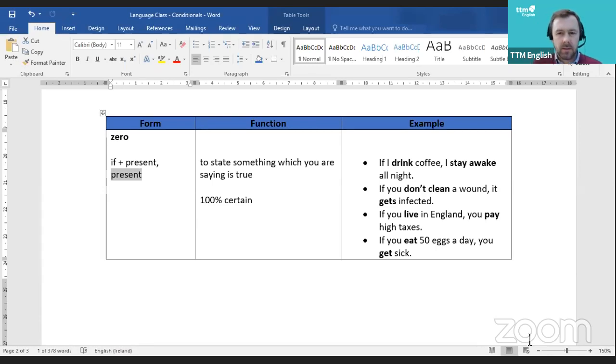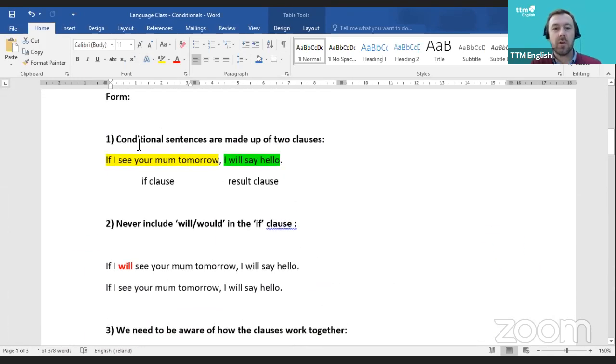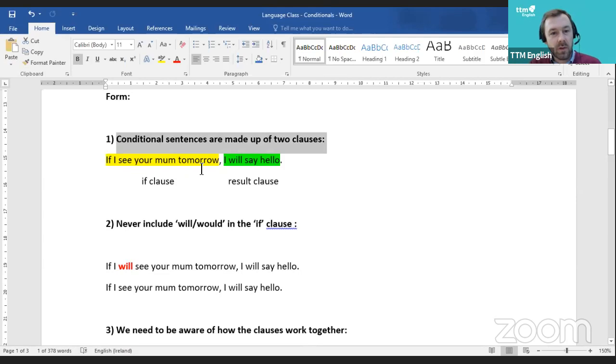The first part is the if clause, and the second part is the result of it. Result clause, yeah. So if we go back up and have a look here, we've got two clauses. We've got the if clause, which some people call the conditional clause, and then we've got the result clause.